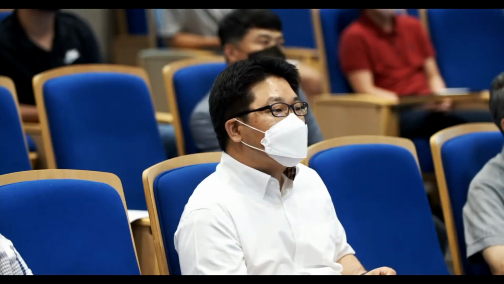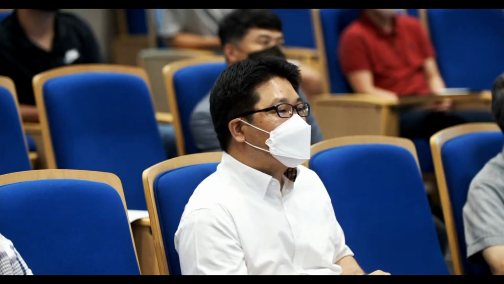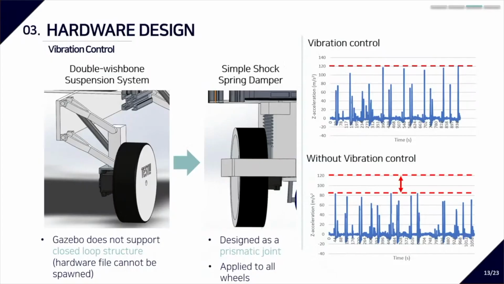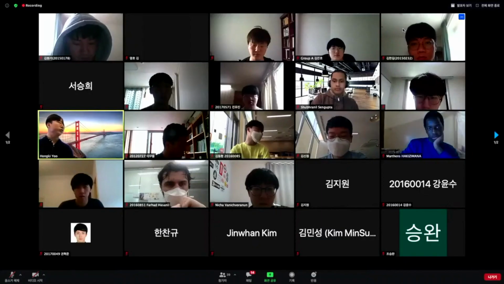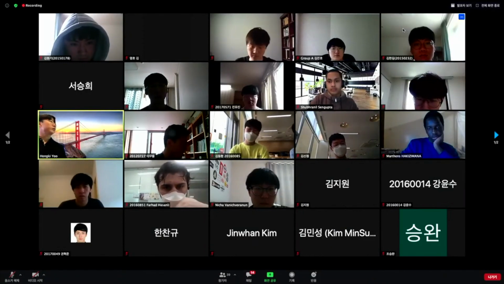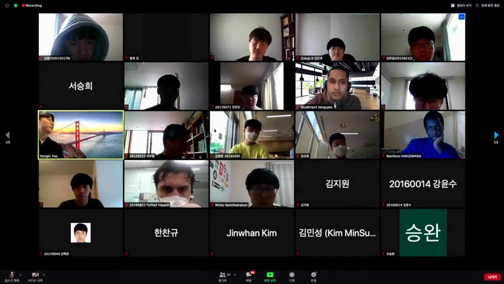This is our suspension system. We wanted to use a double wishbone suspension system, but we found out that Gazebo does not support closed loop structure, so the hardware file does not spawn in Gazebo. So we decided to replace it with a simple shock spring damper system, which is designed as a prismatic joint with a PID position controller. And this is the vibration control result at the bumps in the entrance zone.